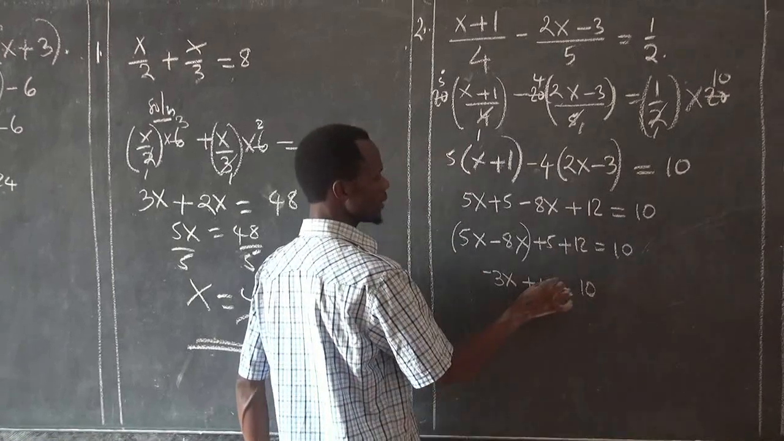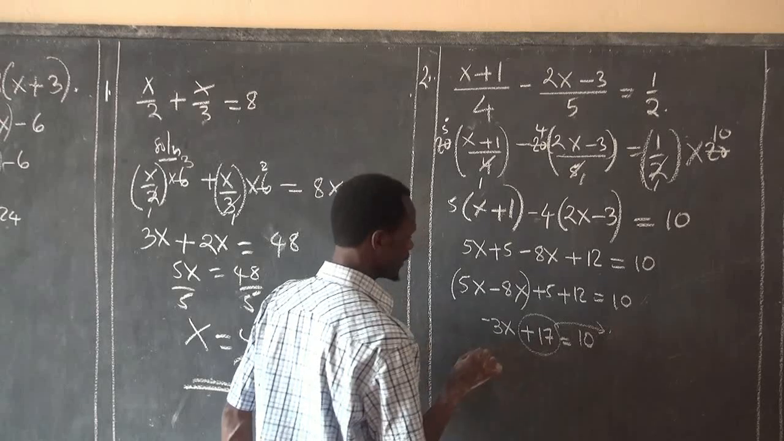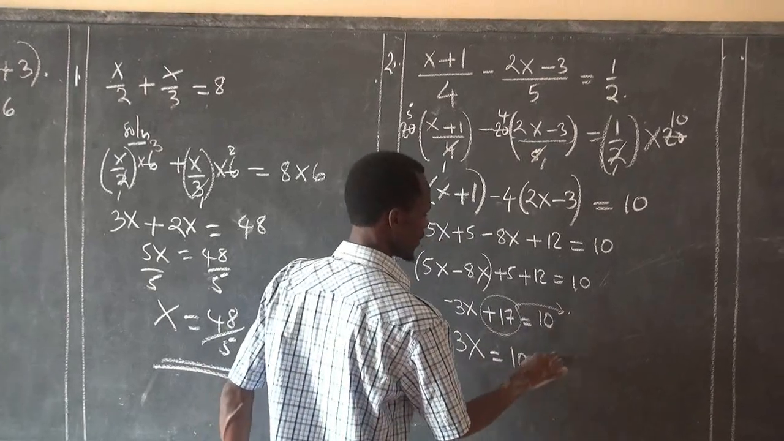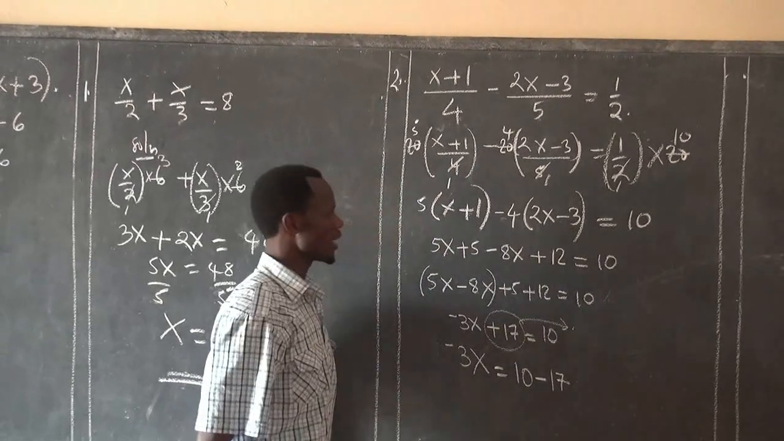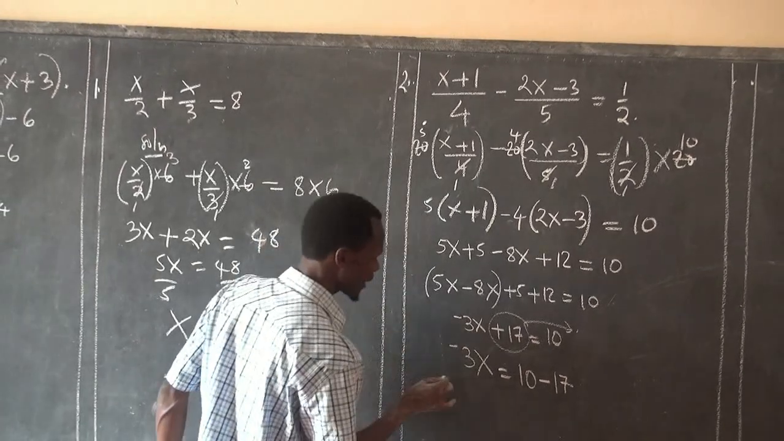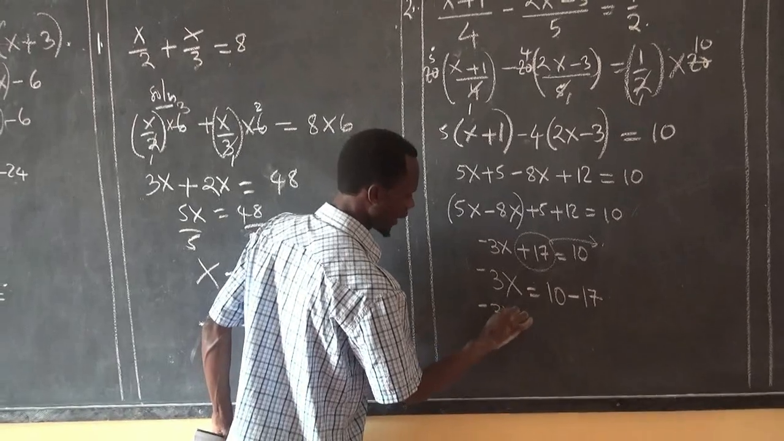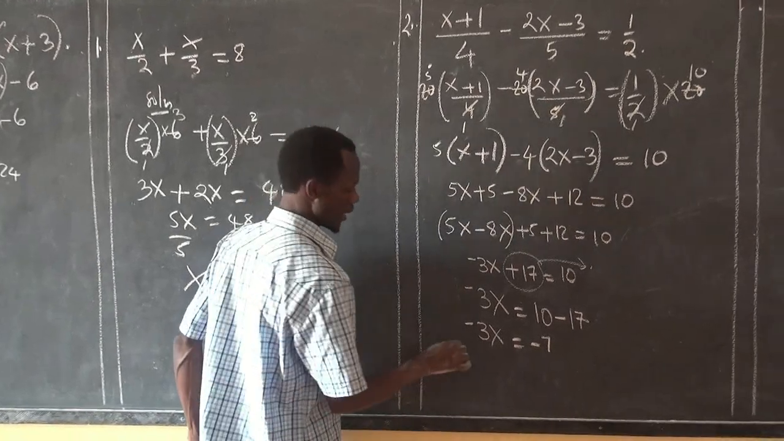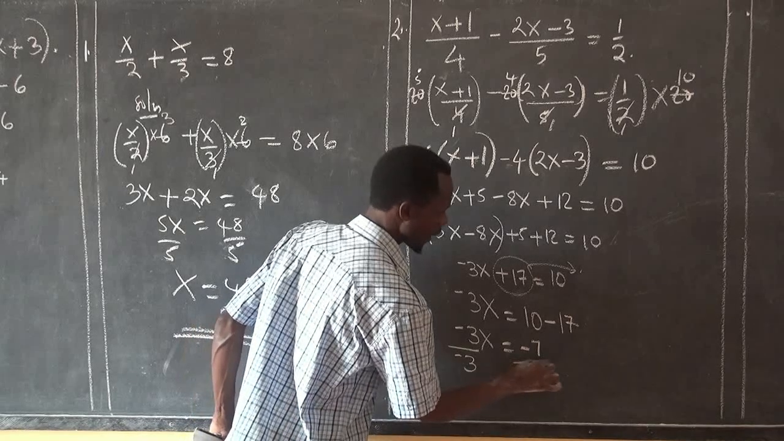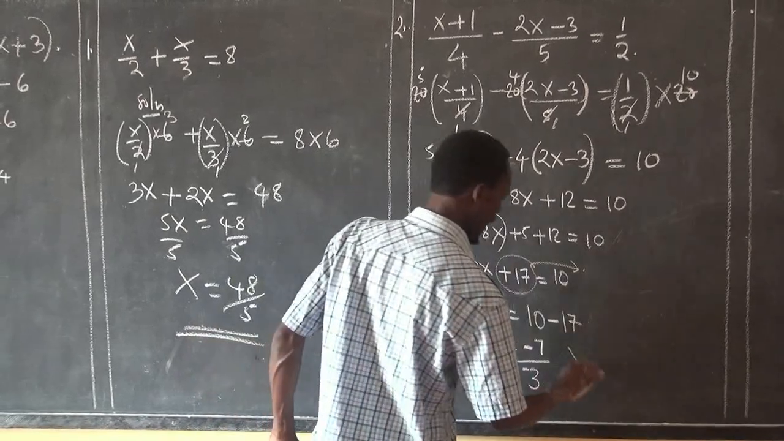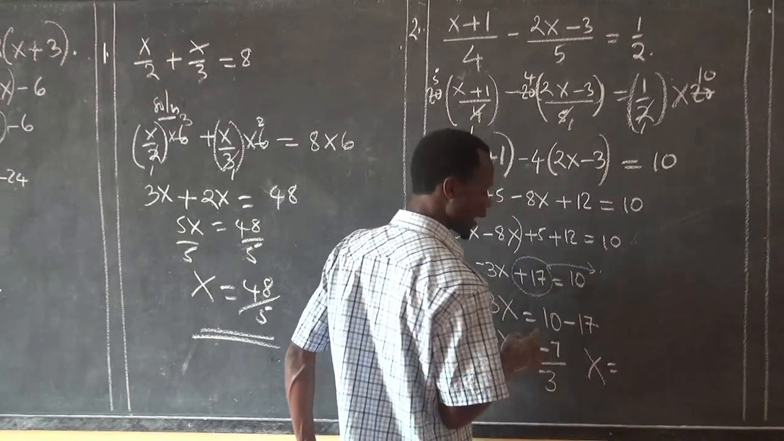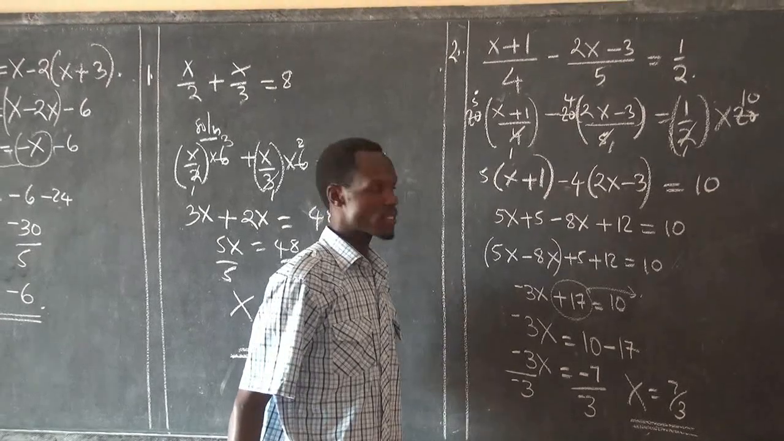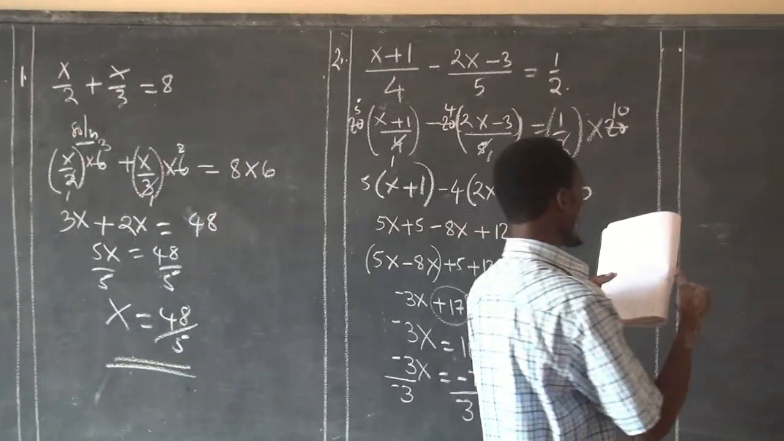Taking 17 to the other side, negative 3x is equal to 10 minus 17. Are we together? Now we have negative 3x is equal to negative 7. We are looking for the value of x, so we divide by negative 3. Now x is equal to negative 7 divided by negative 3, which gives 7 over 3.